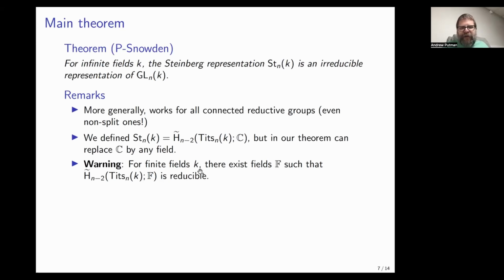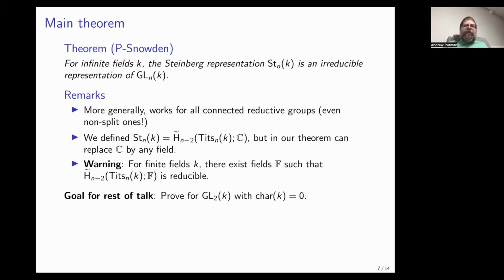And for finite fields K, there exist other fields F so that this non-zero homology group is reducible. So for representations, say, of GL_n(F_q), some of the Steinberg representations in certain characteristics are reducible. So therefore, something special has happened. For infinite fields, that phenomenon doesn't occur. But that's why our proof really uses the infiniteness of the field very carefully, very fundamentally.